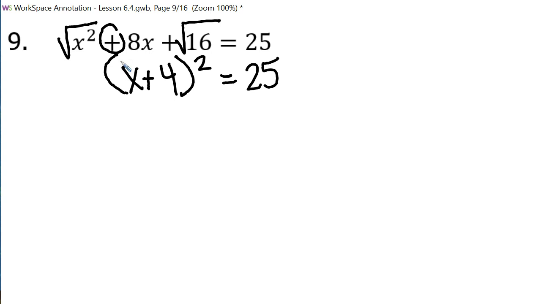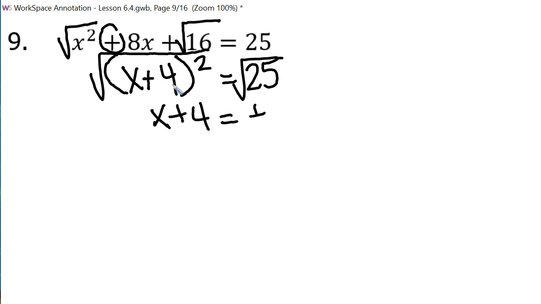So how do I get rid of a square? Square root it. So square root the left side, square root the right side. And what happens when you square root a square? They cancel, so bring down your x plus 4 equals, not 25, how many answers did I have? 2. So what's the square root of 25? Plus or minus 5.